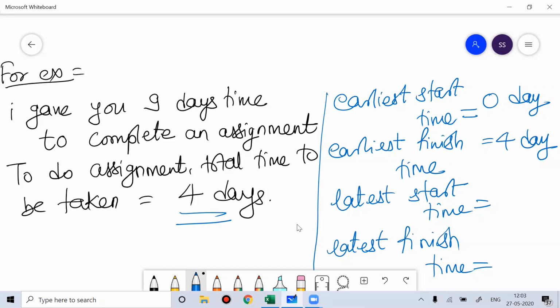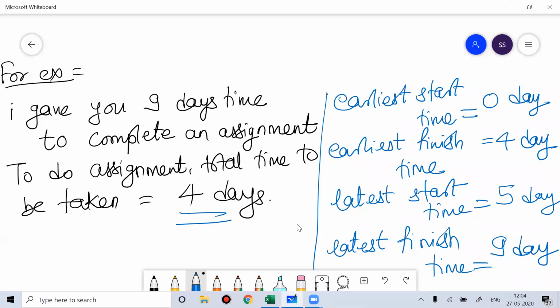They'll think, okay, what is the latest finish time by when I need to finish the work? They'll say 9 days, because sir is coming after 9 days. So what is the latest finish time to do the work? They'll say 9 days. Okay, so after 9 days the sir will ask. And how much time do you take to do the work? 4 days. Then what is the latest start time? They'll say 9 minus 4, that means 5 days. So they will start from the 5th day and complete on the last day, on time.